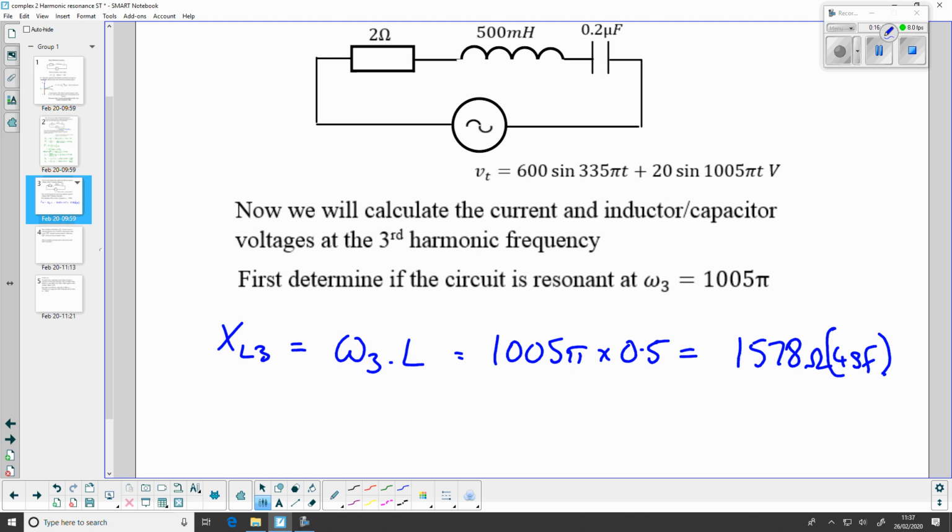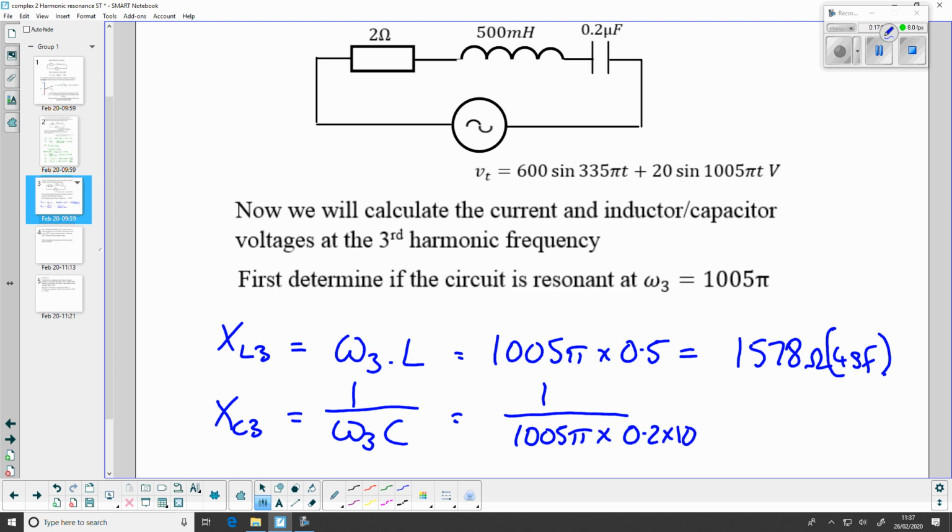And then XC3 is 1 over omega 3 times C. So that's 1 over 1005 pi times 0.2 times 10 to the minus 6. And I got 1584.